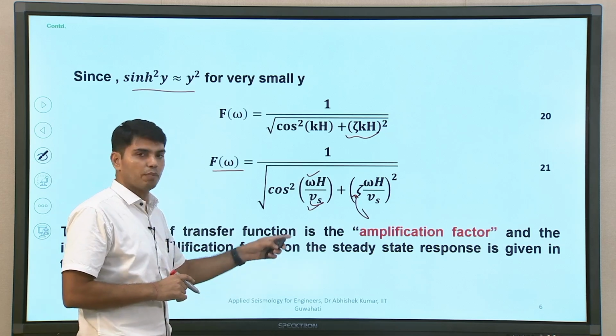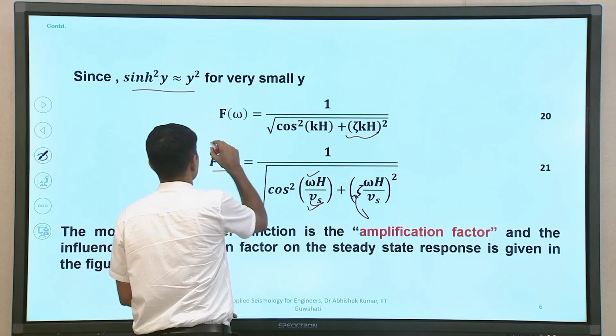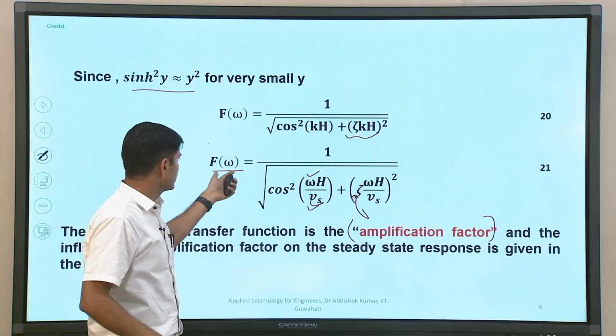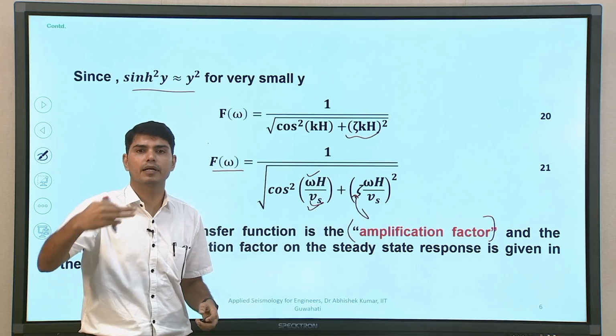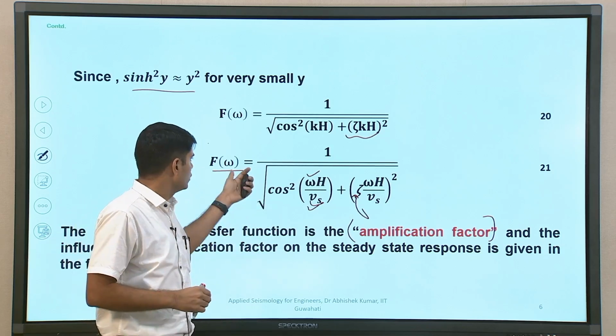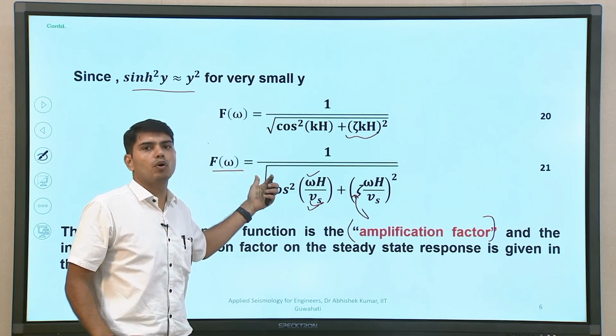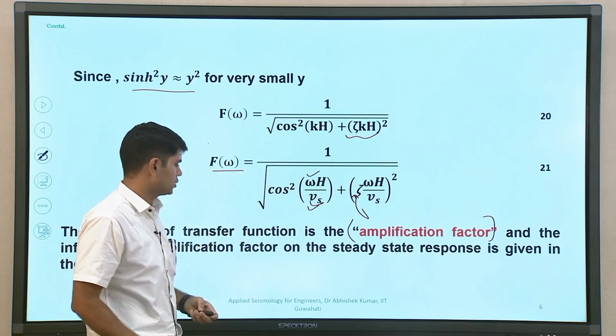So, the modulus is the amplification factor. Again, you see, if you take the mode of this particular part, F of omega, you will get the value of the amplification factor, which directly gives you how much amplification is going to happen between the base of the particular soil layer and the top of that soil layer at each frequency content, because you will be multiplying the Fourier amplitude corresponding to each frequency content with the mode, or modulus, of the transfer function.